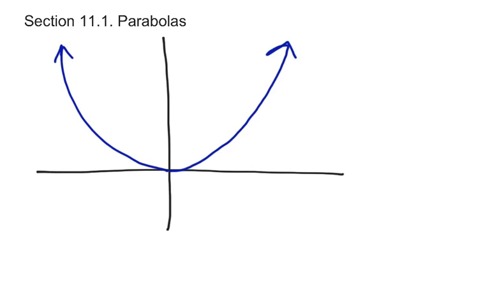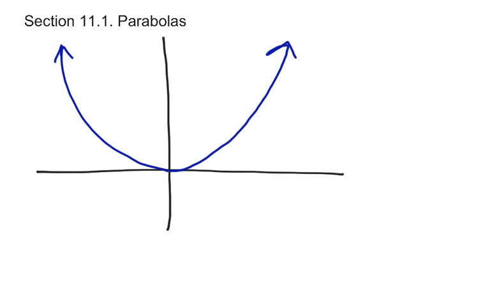In section 11.1, we're going to talk about parabolas in a little bit different sense than we've talked about them before when we identified quadratic functions. So we found out that a parabola is the set of points in a plane that are equidistant from some fixed point F called the focus and a fixed line L called the directrix.